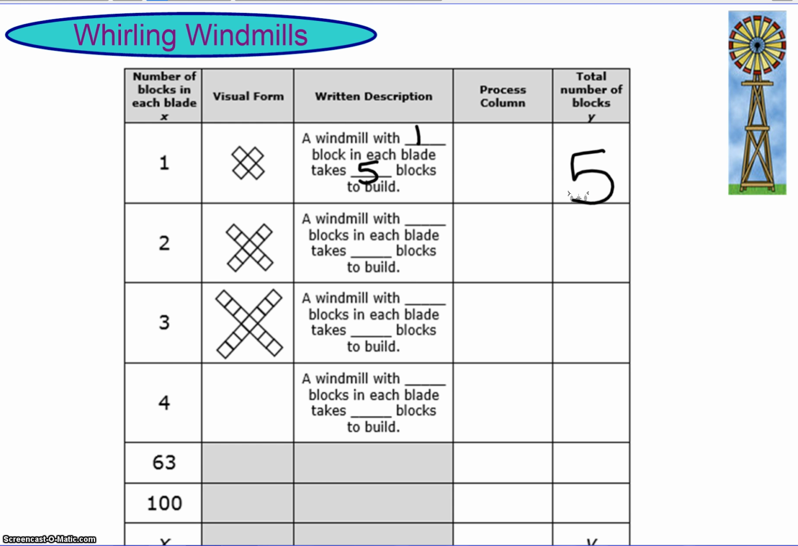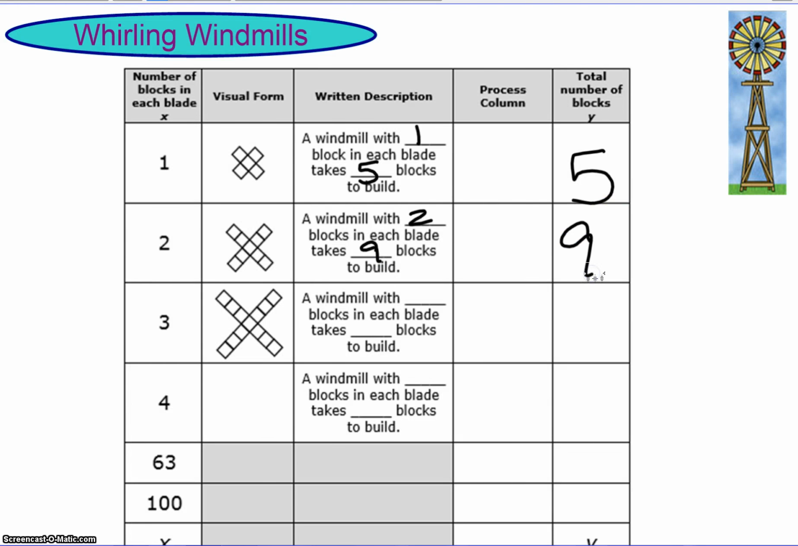Number of blocks in each blade is 2. A windmill with 2 blocks in each blade takes how many blocks to build? 2, 4, 6, 8, 9. So your total number of blocks is 9. A windmill with 3 blocks in each blade takes how many? 3, 6, 9, 12, 13. And then a windmill with 4 blocks in each blade takes how many? 4, 8, 12, 16, 17.